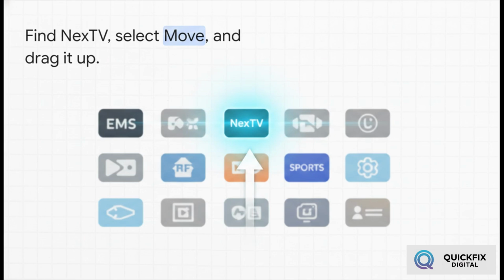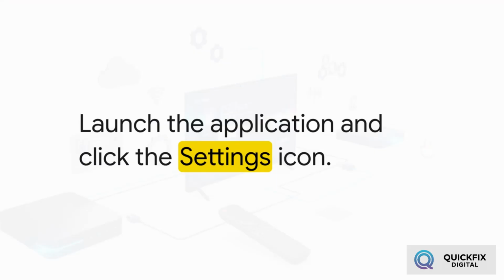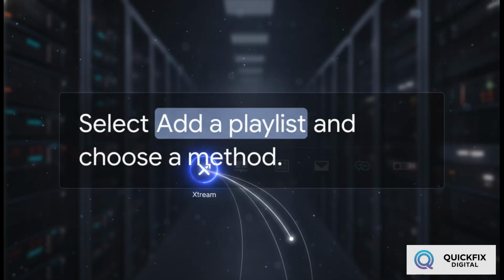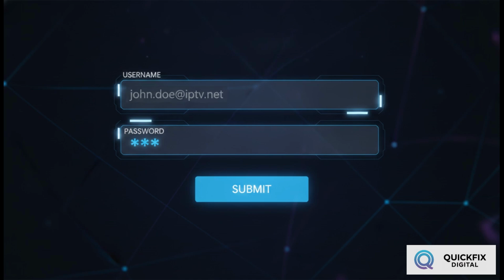Head over to your apps list, select NexTV, click Move, and drag it right to the top. Now, launch NexTV and click that little settings gear in the upper left-hand corner. Select Add a Playlist and pick how you want to log in, like using extreme codes. Enter the login credentials your specific IPTV service gave you, and then click Submit.